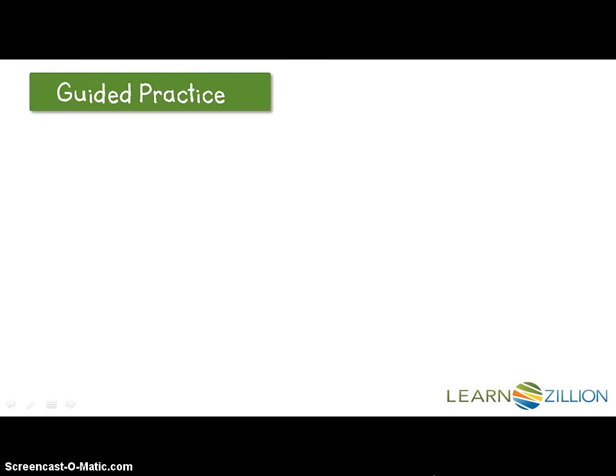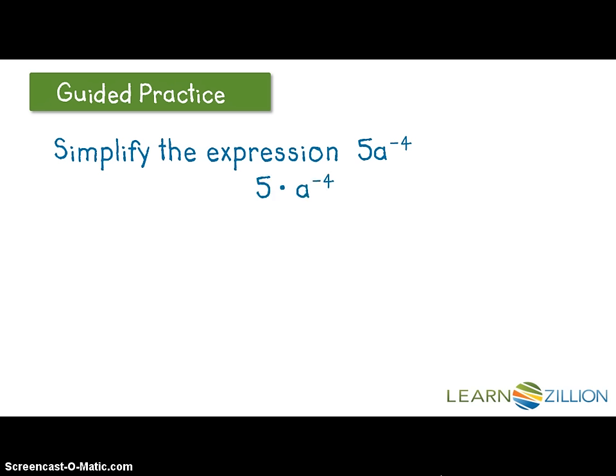Let's do one together and see what an example would look like. So the question says, simplify the expression 5a to the -4th power. Well, first of all, to simplify this expression, I kind of have to break it apart to see what really is the base that's getting raised to that -4th power. So I see 5a to the -4th power as 5 times a to the -4th power. So now I can see that 5 does not have a negative exponent. Only the a does. So a is the base that needs to be simplified.